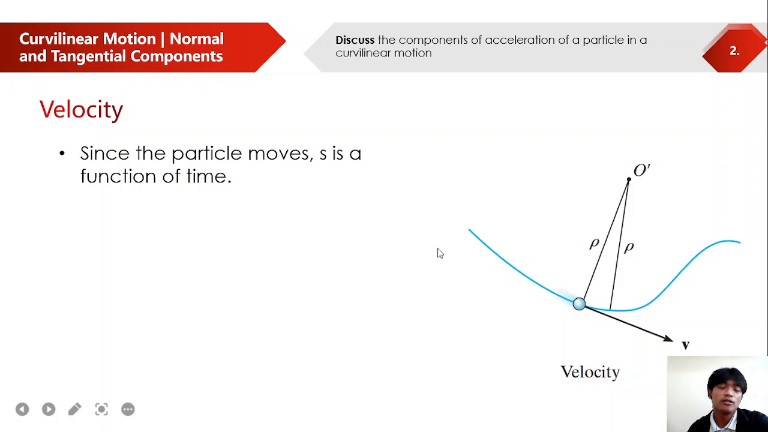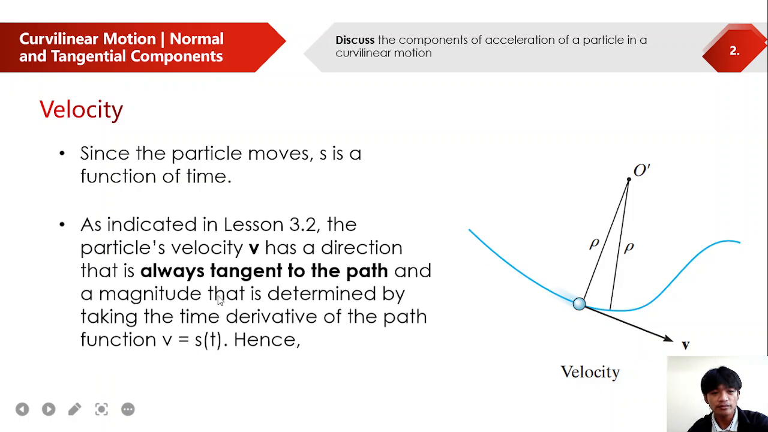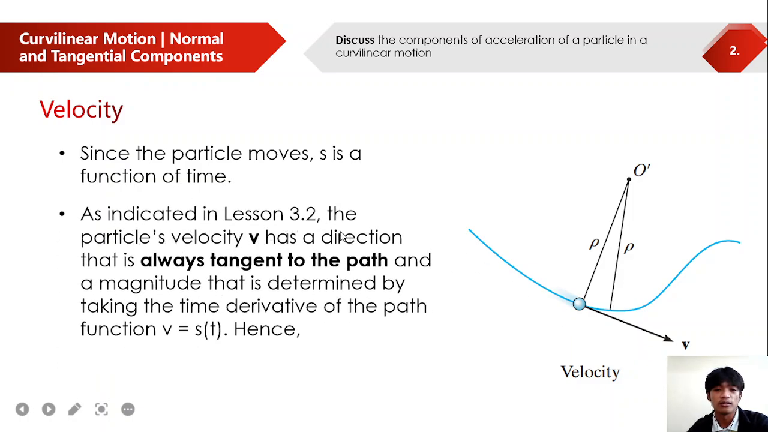Okay, for the velocity, ano yung definition ng velocity kung gagamit tayo ng normal and tangential components. Since the particle moves, s is a function of time, as indicated in lesson 3.2 or yung rectangular components ng velocity. The particle's velocity v has a direction that is always tangent to the path and magnitude that is determined by taking the first time derivative of the path function s of t. Hence, v is equal to v times u sub t.